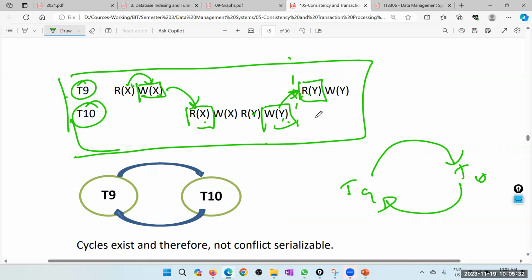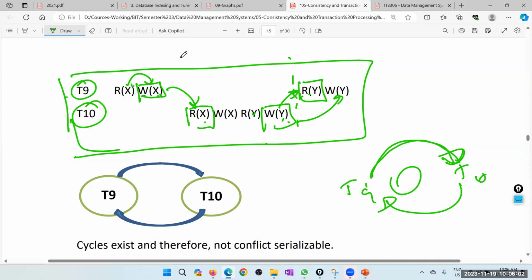And of course, this is also a conflict, write and write. But that dependency we have already shown, T10 to T9, so you don't have to show it again. And now you can see there's a cycle: T9 to T10 and T10 to T9. If you have a cycle in the precedence graph, it is not conflict serializable. So we can say there's a cycle in the precedence graph.